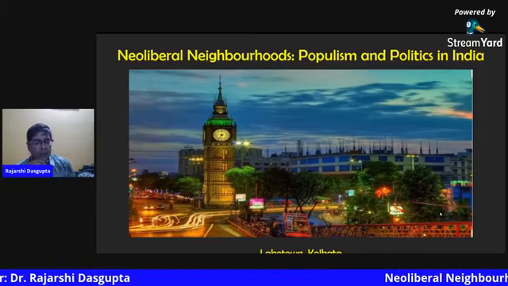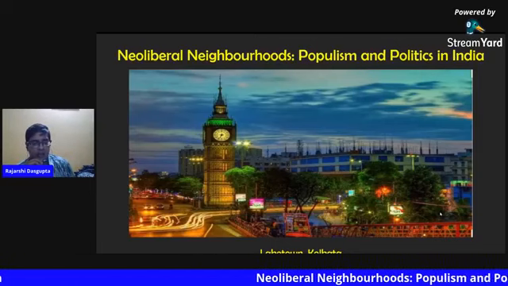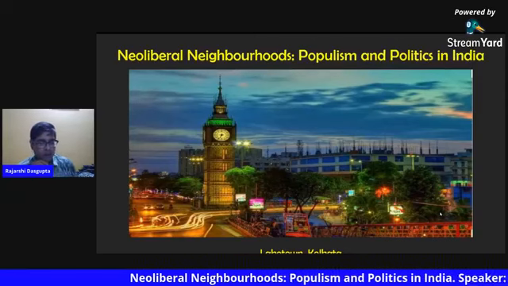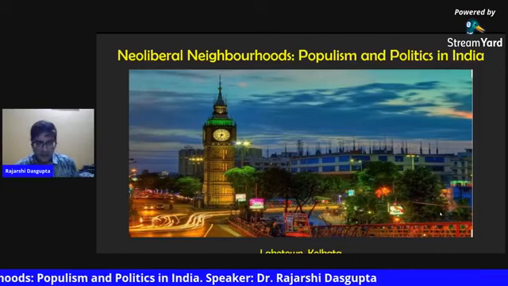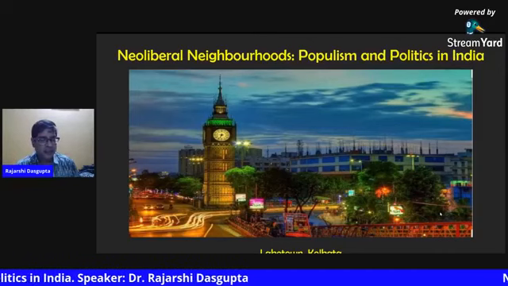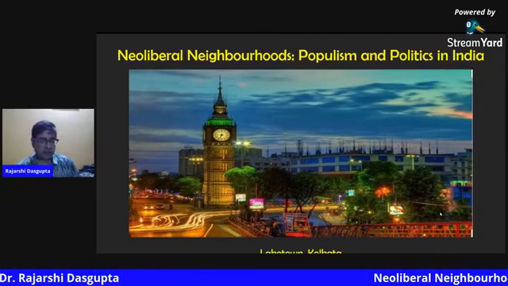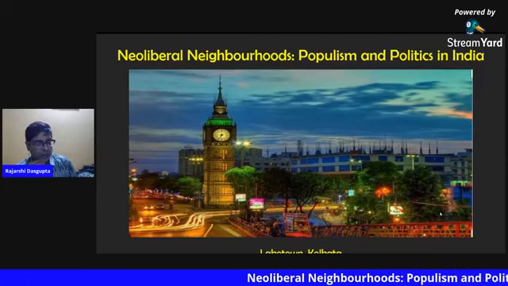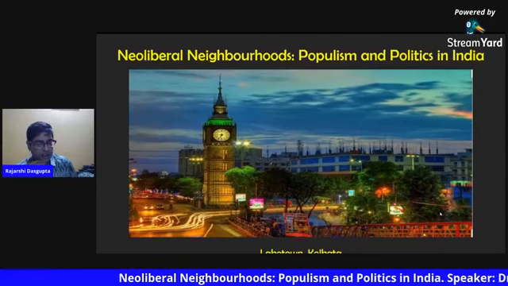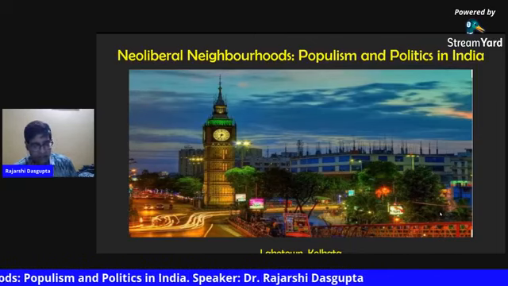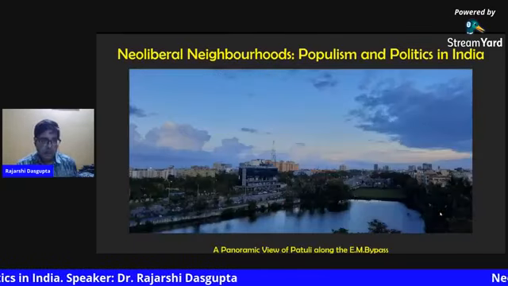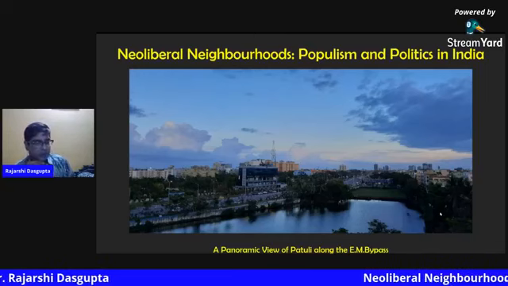In sum, the neighborhoods like Lake Town on the VIP road and Patuli on the Eastern Bypass look very much like indigenous fragments of Disneyland tailored for masses who want to consume the experience of citizenship in ways that are pleasing and fleeting at the same time. Let me now come to the conclusion.